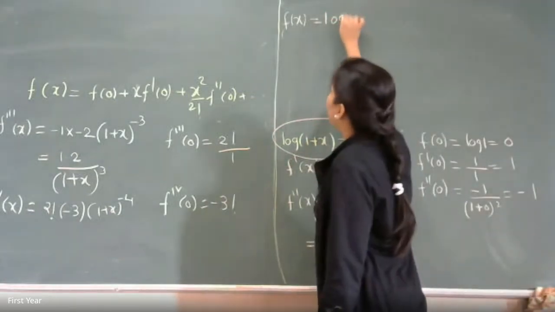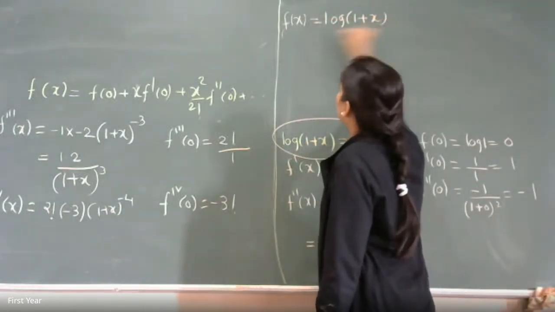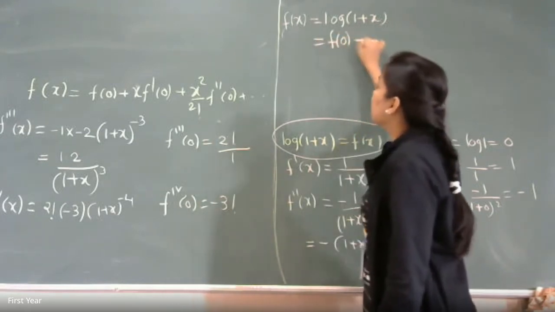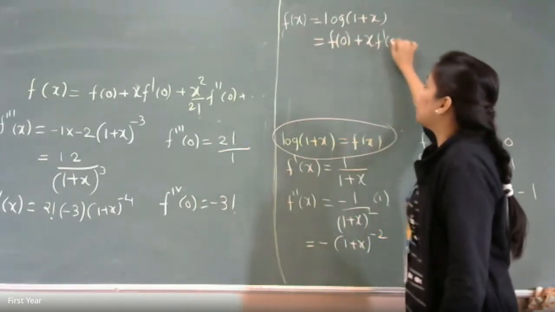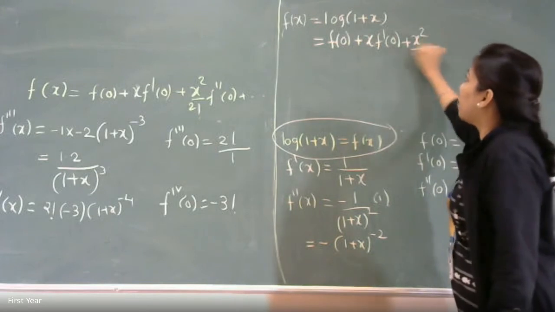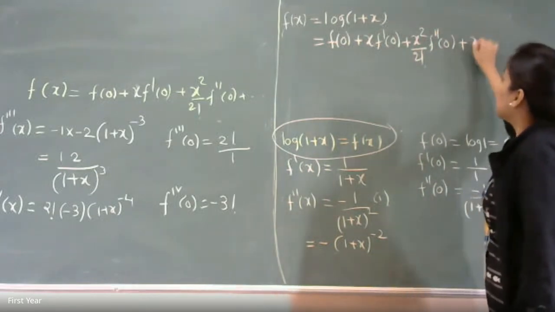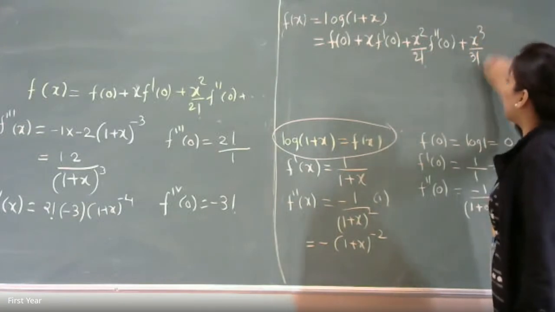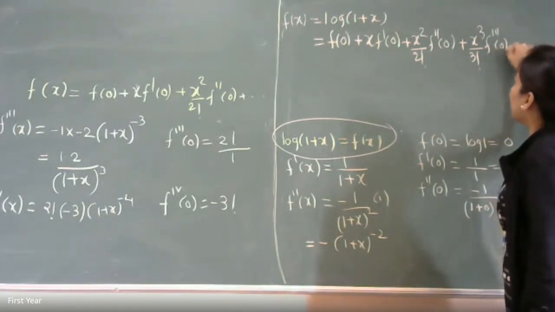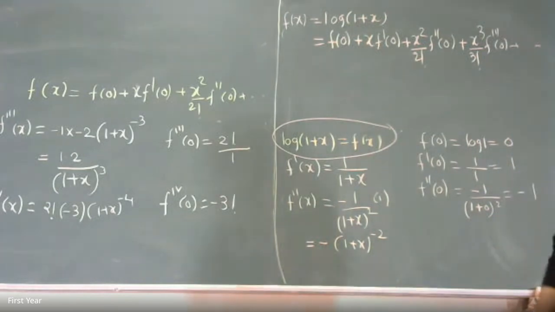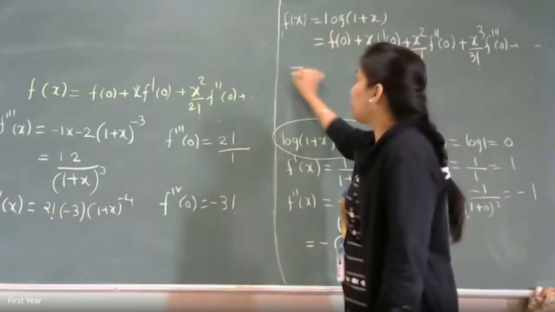So log of 1 plus x is equal to f of 0 plus x f dash of 0 plus x square by 2 factorial f double dash of 0 plus x cube by 3 factorial f triple dash of 0. So this is your expansion. Is it okay? Now substitute the value of f of 0, f dash of 0, double dash, triple dash, and so on. And that will be your final answer. Is this clear? So what is f of 0?